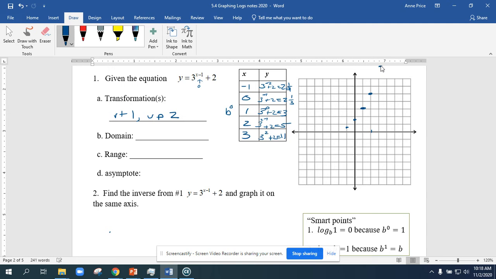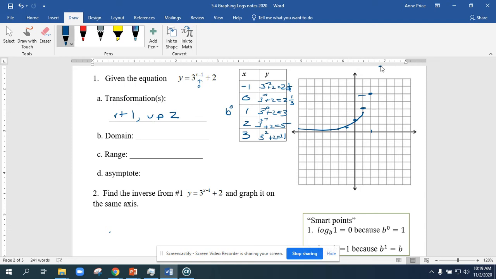And then if, just kind of in my head, I plugged in -2, I would get 3 to the -3, which would be 1/27 plus 2. So it's getting really, really close to that. So you can keep plugging in numbers as needed, and you should end up with a graph like that, okay? Bearing in mind trying to keep the x points. Okay, so that's going to be our exponential function.